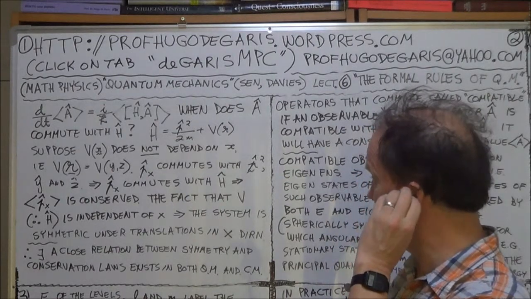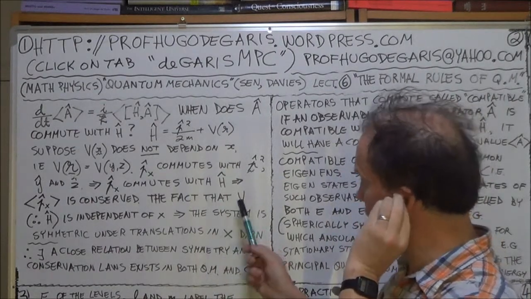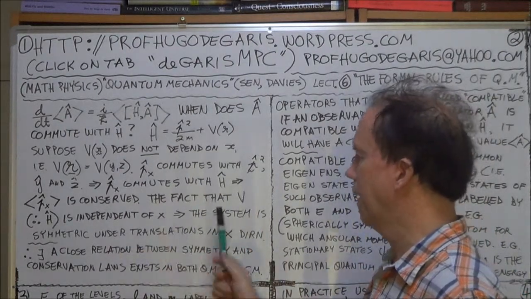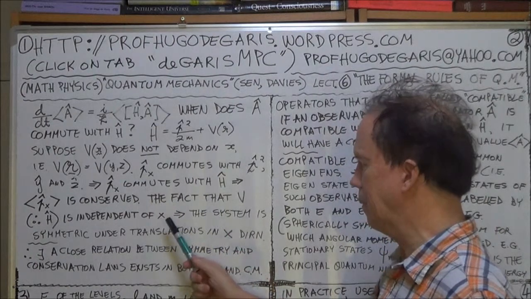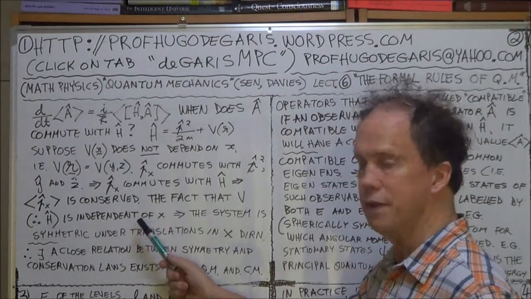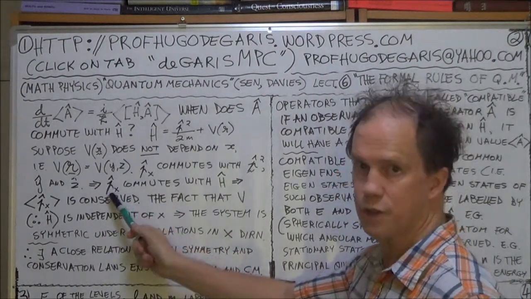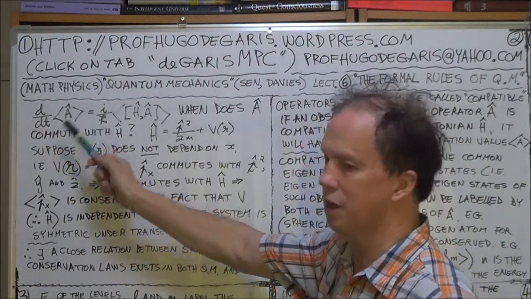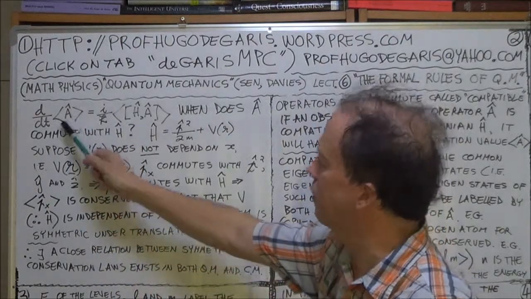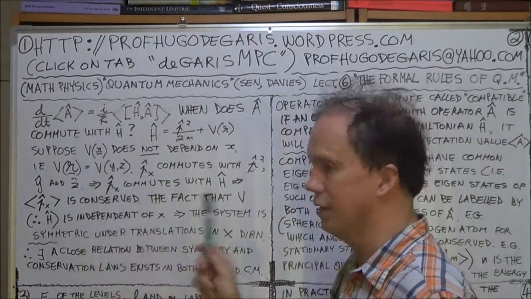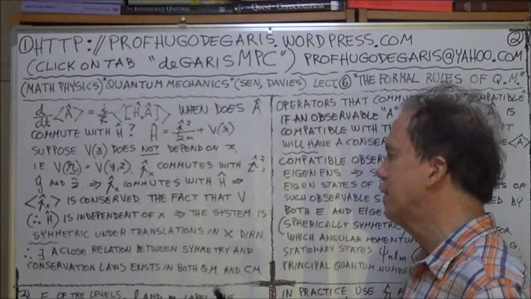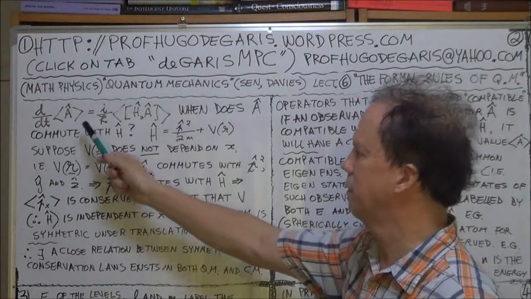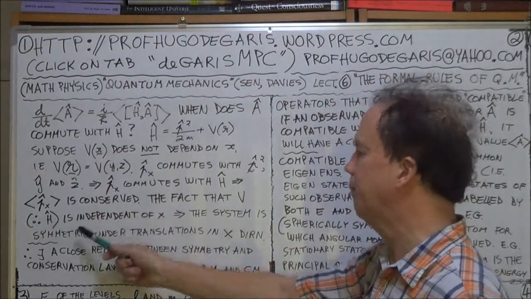So you can say in a sense that because V is independent of x, it's that independence that gives you that p_x gets conserved. In other words, if you differentiate it with respect to time it is 0, because the average value, the expectation value, is constant. So, conservation of the x component of momentum.